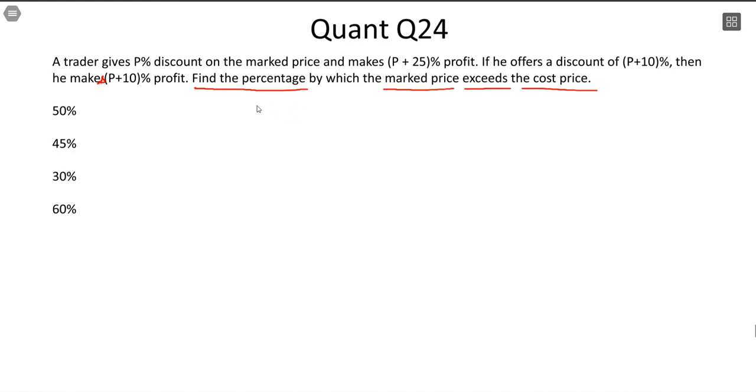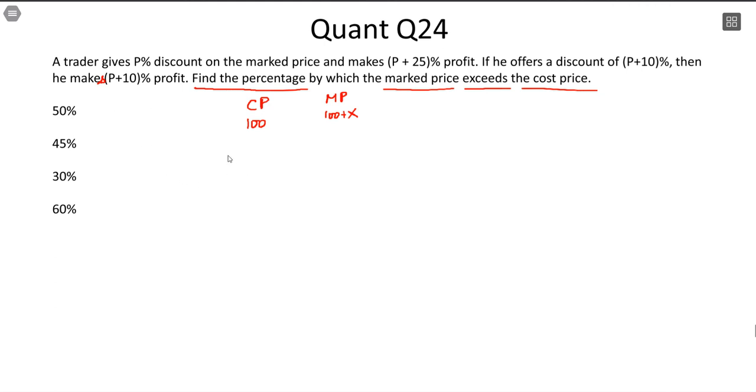So what I'm doing is I'm taking my CP to be 100 and MP to be 100 plus X. What this will do is the value of X is also the percentage by which the market price exceeds the cost price. So I am looking to solve for X. I'm looking to solve for X.